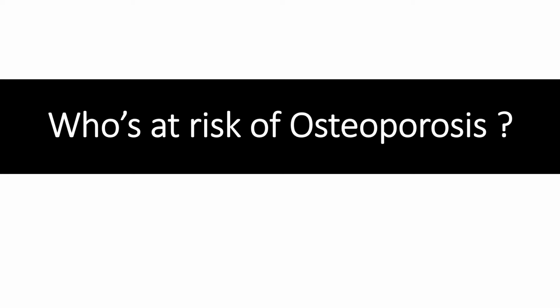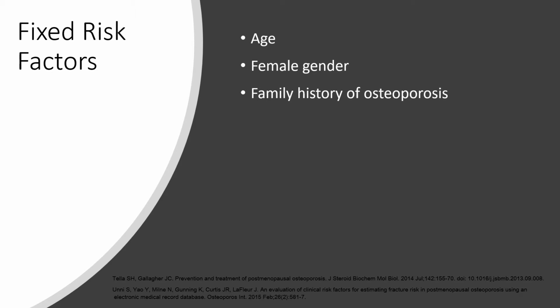Now coming towards who is at risk of osteoporosis, you can divide the risk factors of osteoporosis into two: fixed risk factors which cannot be modified or changed. These include age, which means if the patient is elderly, he or she is at higher risk for developing osteoporosis. Female gender. Females are at more risk of developing osteoporosis because of the menopause. Family history of osteoporosis. If the patient has a family history of osteoporosis in his or her first degree relative, he or she is at high risk of developing osteoporotic fractures.